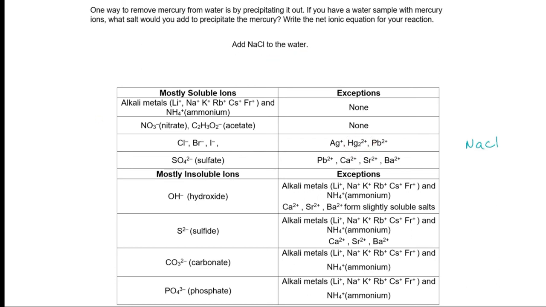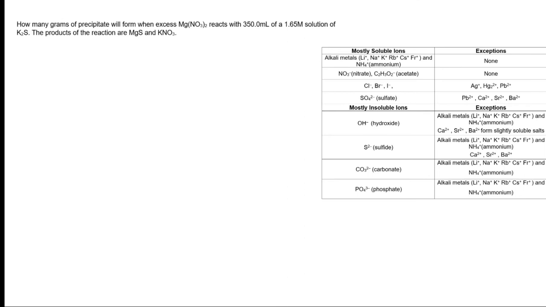What would our net ionic equation be? We know we have mercury ions in the water. We've added table salt to add chloride ions, and we will form mercury chloride as a result. And that will precipitate out all of the mercury. Of course, we can't have balanced chemical equations without doing stoichiometry. So let's bring all of this together and do a stoichiometry problem.